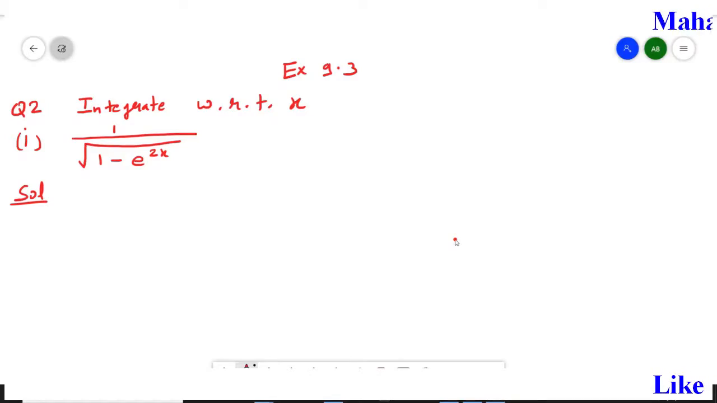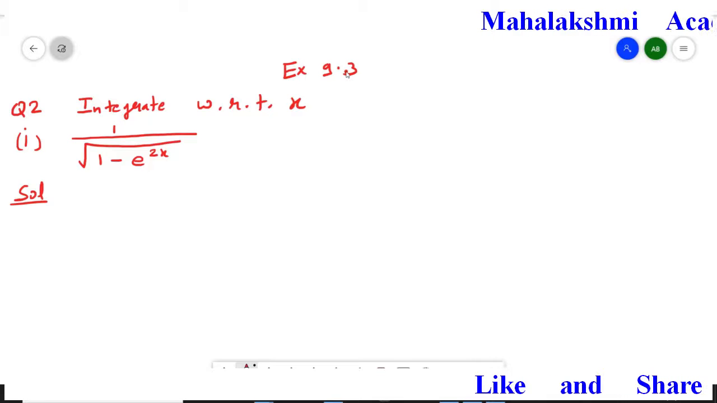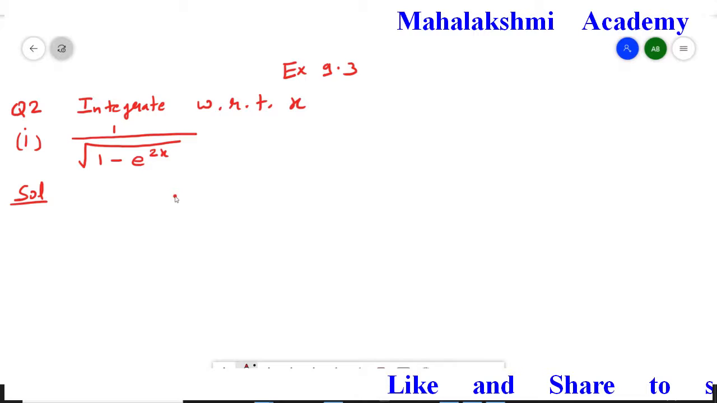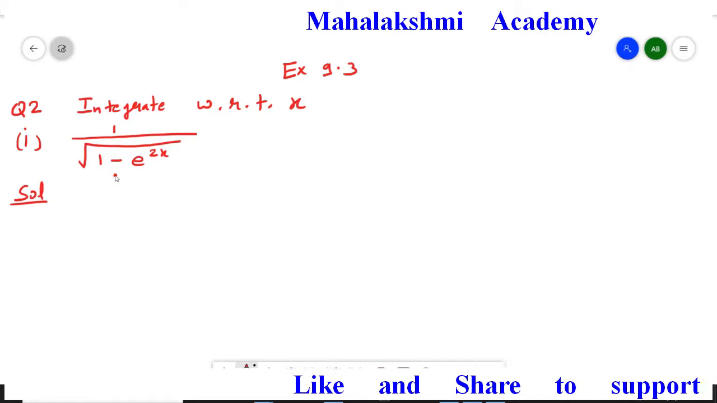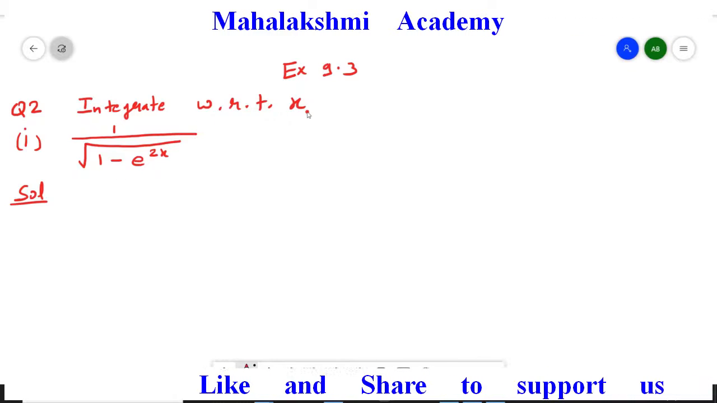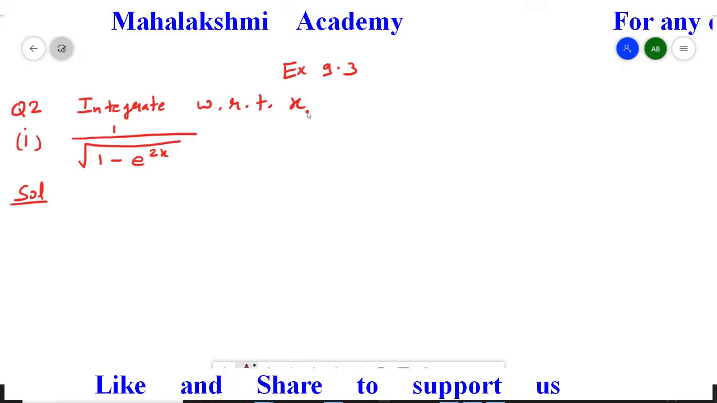Hello everyone, I am going to explain question number 2 from exercise 9.3, and this question belongs to 12th class maths. In this question we are given a function, and we have to integrate this function with respect to x. So we will start the integration.